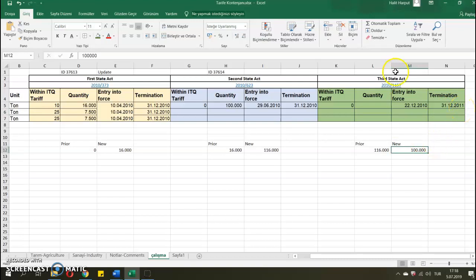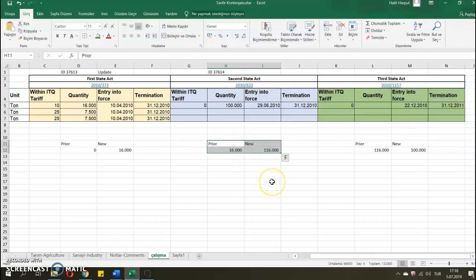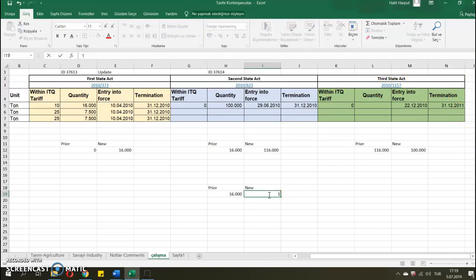However, here we are talking only about one state act. So I can write only one of these here. For example, okay, for both of them, the prior level is 16,000 tons. It is, I think, clear. But for the new level, at the end of here, the 16,000 tons is expired. So it is 100,000 tons.